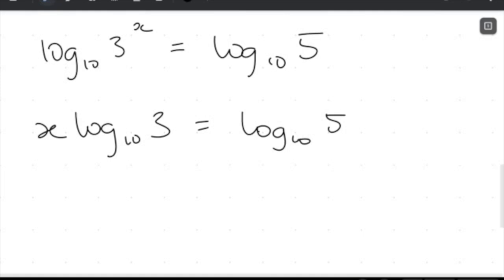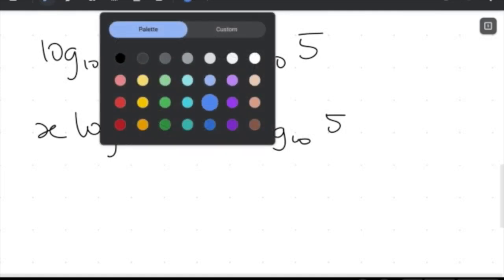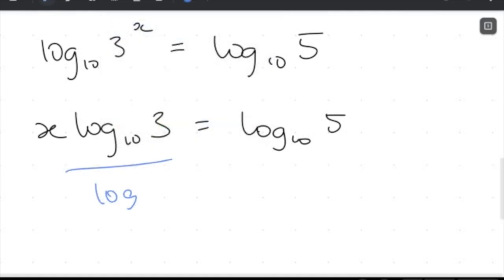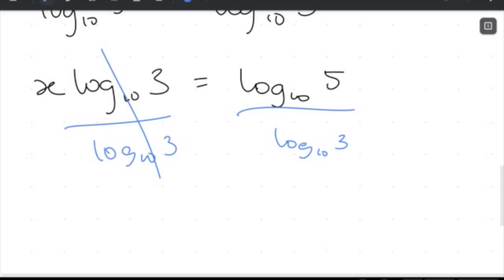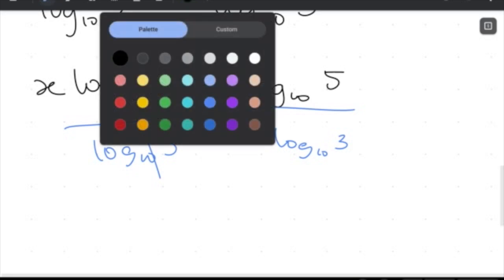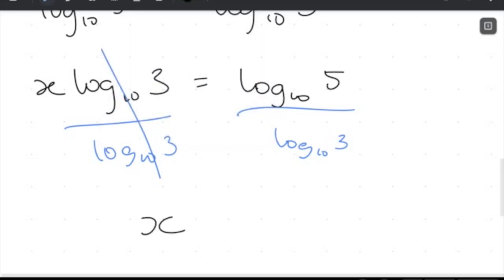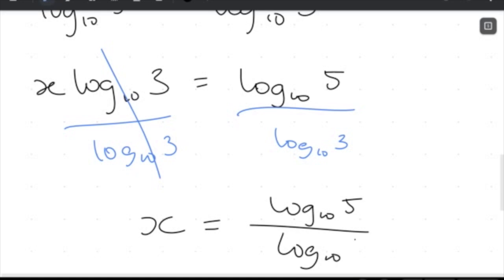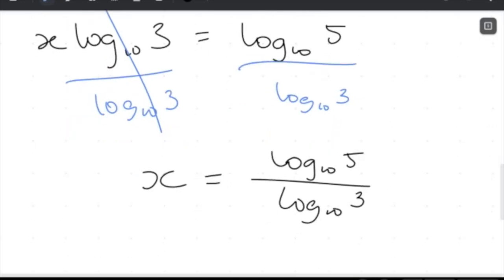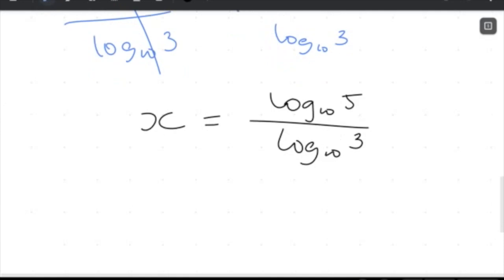And now we just want to divide both sides by log to the base 10 of 3. That's going to give us x on its own on the left-hand side, and it's going to give us a way to evaluate this now. So we get log to the base 10 of 5 over log to the base 10 of 3. And now we can put this into our calculator.